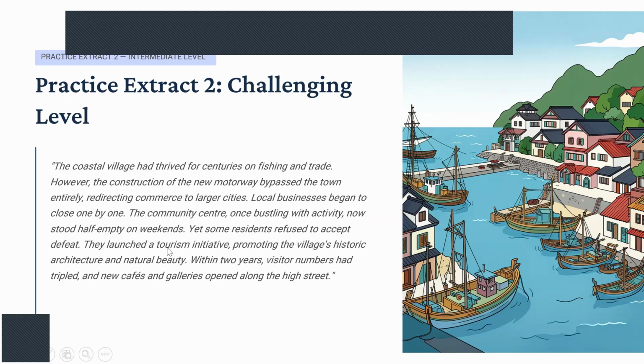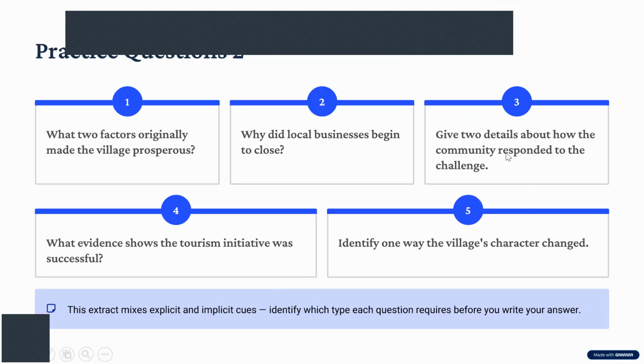Number one, they started a tourism initiative, right? And number two, they started showing off their historical architecture, and they developed new cafes and galleries. So it was a tourism initiative promoting the village's historic architecture and natural beauty. And secondly, it was new cafes and galleries opened along the high street. These were the two ways the community responded to the challenge.